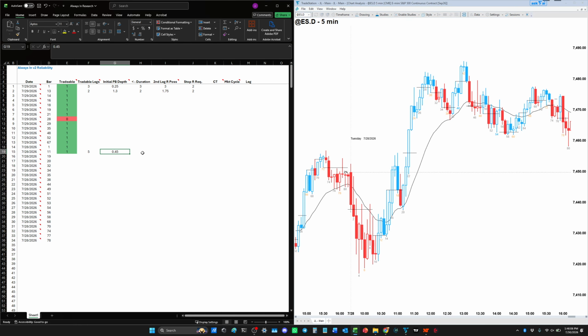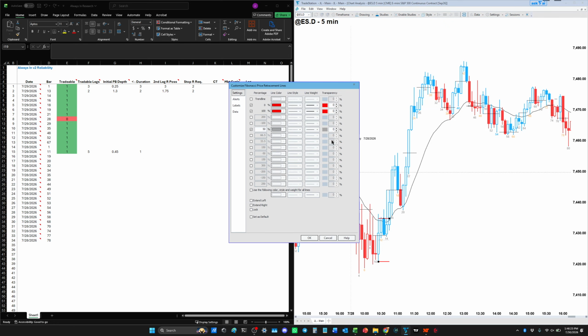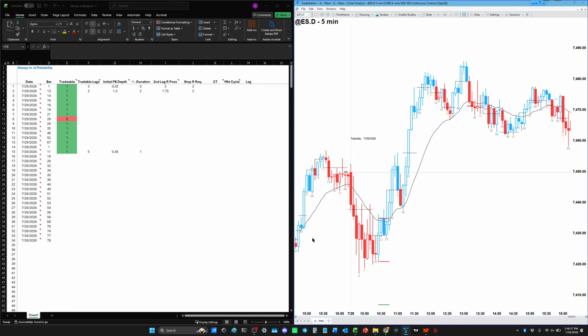So anyway, let's keep going over this. So here's the pullback depth, the duration of the pullback. We can say it was 1 bar. Second leg R possible. Well, if this was my 1R range, let me edit this again real quick. Sorry, I know this is a waste of time to do it like this. That's the wrong direction.